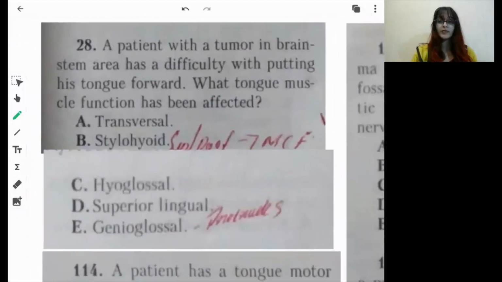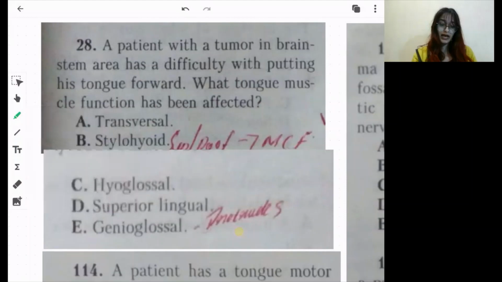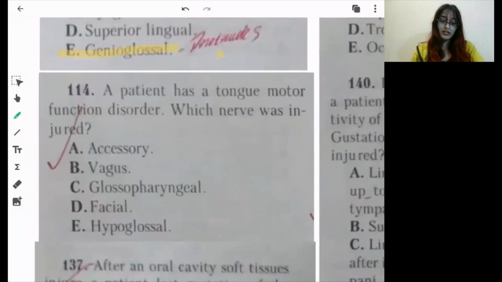So this is again from the ministry book, the anatomy part, question number 28. A patient has a tumor in the brainstem area and has difficulty with putting his tongue forward. Again, what is it asking? The protrusion of the tongue. So what tongue muscle has been affected? The genioglossal muscle. Again, genie, when you rub, genie comes out of the bottle, so genioglossal helps in protruding the tongue forward.